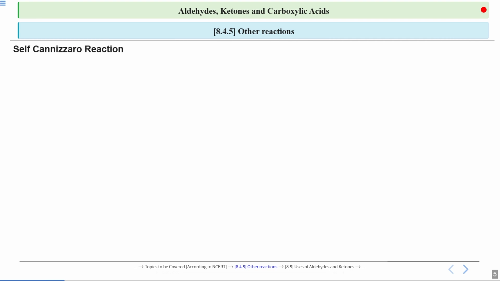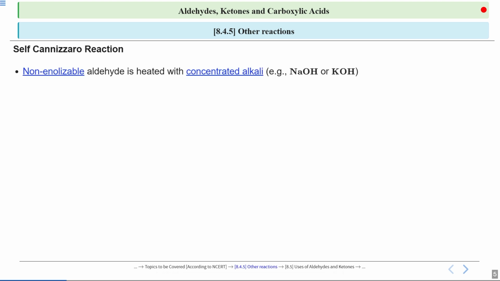So first we are going to discuss the self-Cannizzaro reaction. Now what is the self-Cannizzaro reaction? Let us see one by one. So here we see that the reaction involves a non-enolizable aldehyde, which is heated with a concentrated alkali like sodium hydroxide, which is NaOH, or potassium hydroxide, which is KOH. So here the main thing is non-enolizable.